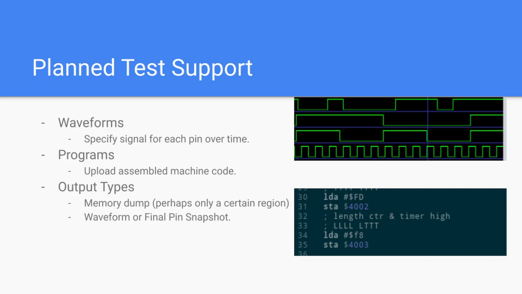One step up would be supporting machine code or assembly language. If you can provide a compiled program, the system should be able to automatically generate the waveform which would be equivalent to running the provided program. For chips that are essentially CPUs, this should provide a good level of abstraction for testing. And on the bottom right of this slide, you can see a little snapshot of an assembly language program I had written for the sound chip in the NES.